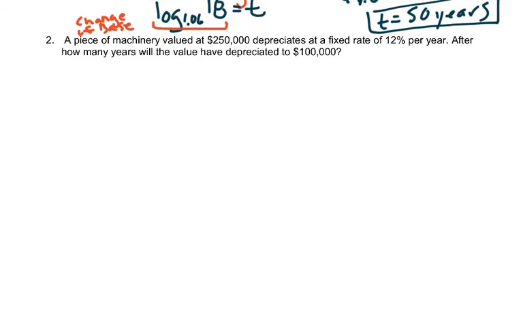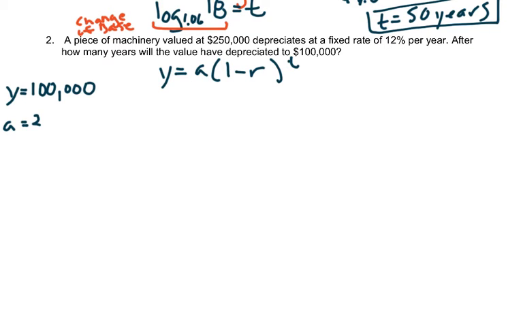All right, so number 2, a piece of machinery depreciates, which means it is getting cheaper, or the value of it is going down. So here we're going to use our exponential decay formula. So y equals a times 1 minus r to the t. So we'll set up our problem. Y is our ending amount, so it's ending at $10,000. A is our starting amount, how much it's starting with, so 250,000. R is our rate as a decimal, so this is 0.12. And T is what we're looking for.